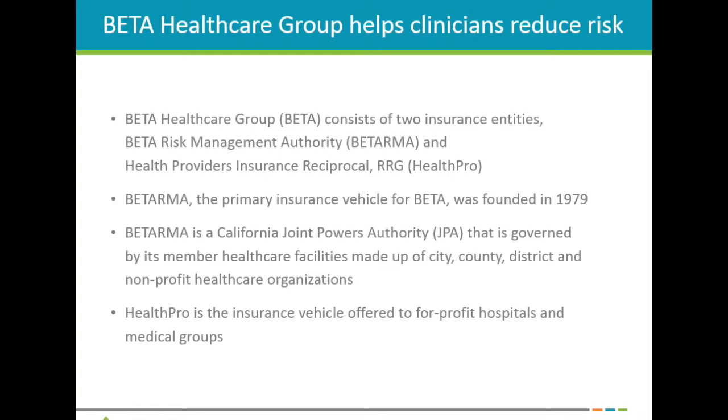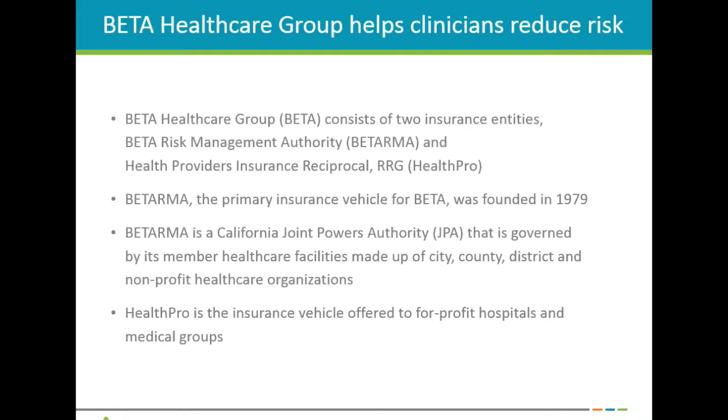So what I want to do is just take a minute or two to introduce B.A so that you can understand the framework from which we as an organization are coming from. B.A Healthcare Group consists of 2 insurance entities: B.A Risk Management Authority, which is a joint powers authority in the state of California and a risk pool, and our Health Pro organization, which is the Health Providers Insurance Reciprocal. Both of those 2 entities make up B.A Healthcare Group. So we have the not-for-profit side, and then we have a for-profit side.